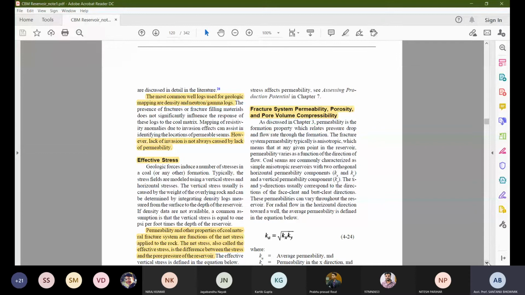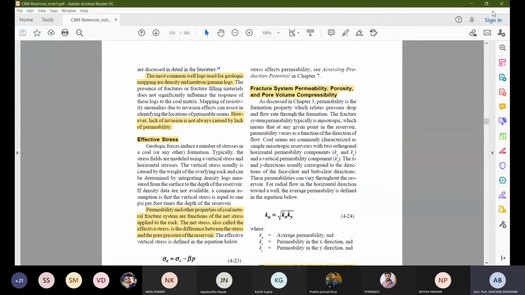Okay, the next parameter is very important. It is the effective stress. Now you all studied the weatherability effect, the environmental effect, in your rock mechanics classes, and one of the environmental effects is the effective stress. Okay, what is effective stress? It is nothing but the reduction in the vertical stress.